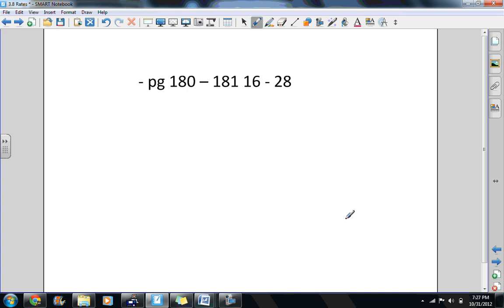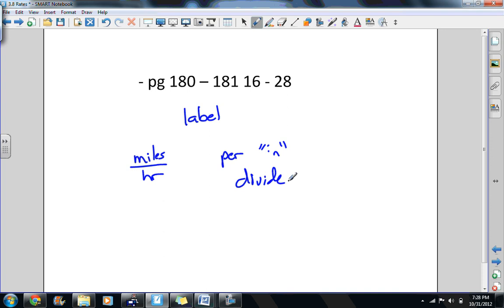Okay, that's it for the whole section. Important to remember that you care about really the label first. And so if you're looking for miles per hour, you do miles on top, hours on bottom, and so on and so forth. The word per, they usually use the word in, but they mean the same thing, division. Questions? By all means, ask me.